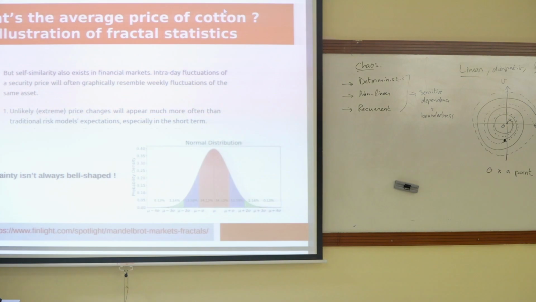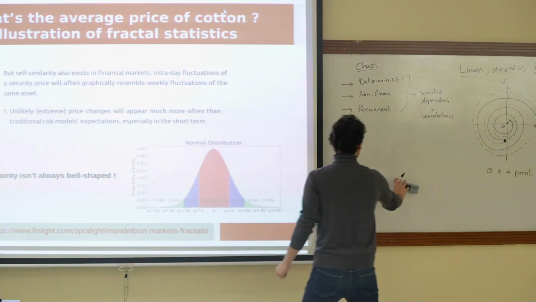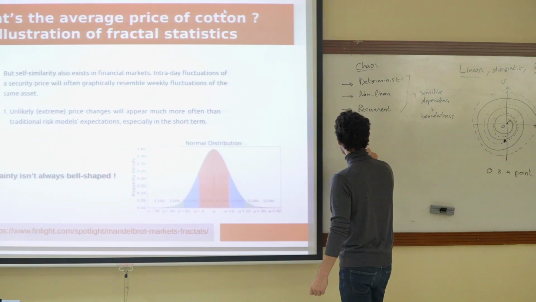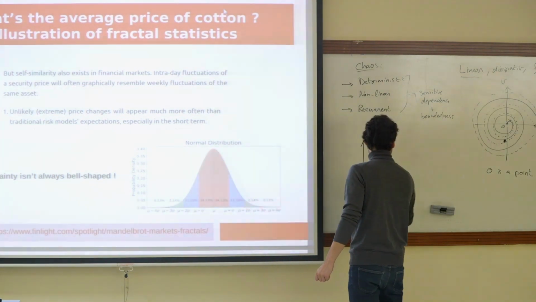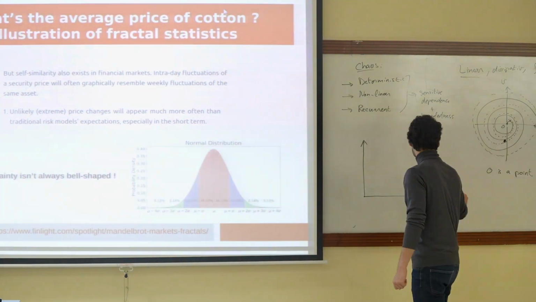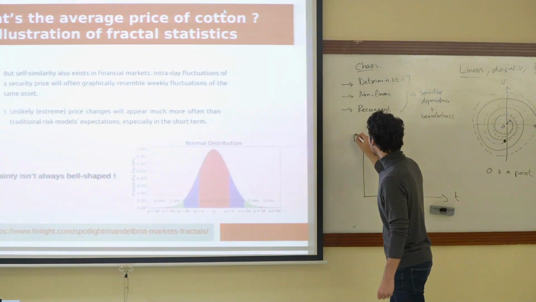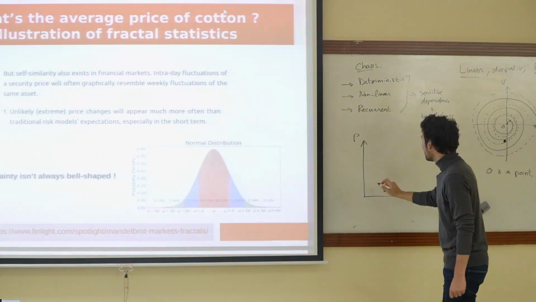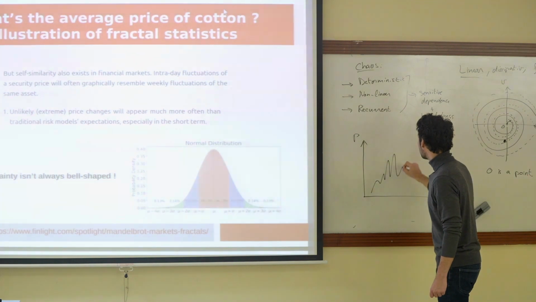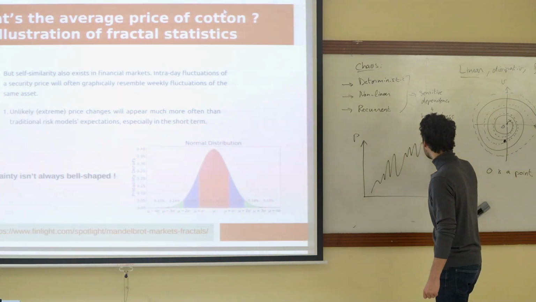As it turns out, if any kind of evolution follows a more complicated nonlinear dynamics, in particular if it shows self-similarity, and cotton prices, as shown by Mandelbrot, do display self-similarity, meaning that, so this is obviously going to be a completely random drawing, right? But if P is the price of cotton and T is the time, then it'll look something like that, right? There's a kind of fluctuations.